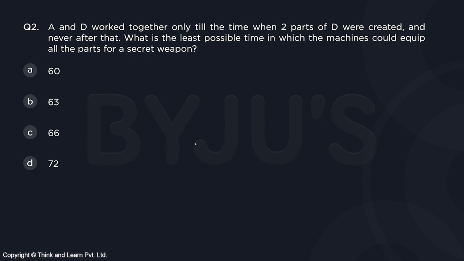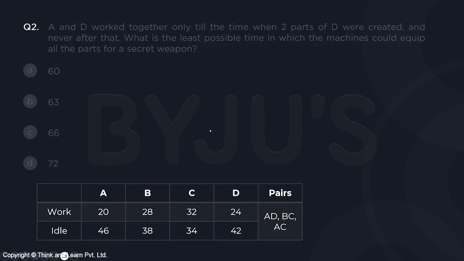Let's have a look at the second question. A and D worked together only till the time when two parts of D were created and never after that. What is the least possible time in which the machines would equip all the parts for a secret weapon? So let's start talking about it. A and D worked together only till the time when two parts of D were created. In what time would two parts of D be created?